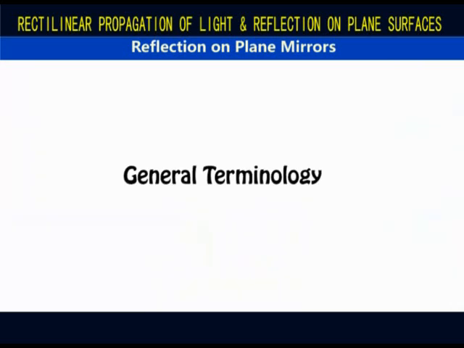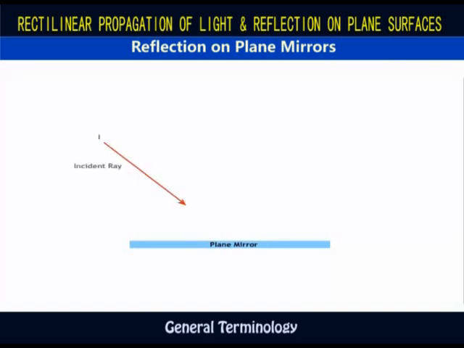Let's look at the general terms relating to reflection. An incident ray is a ray of light traveling from a source to the mirror or the reflecting surface. A reflected ray is a ray of light that bounces off the mirror surface. The point of incidence is the point where the incident ray hits the mirror surface. It is also the point where the reflected ray leaves the mirror surface.